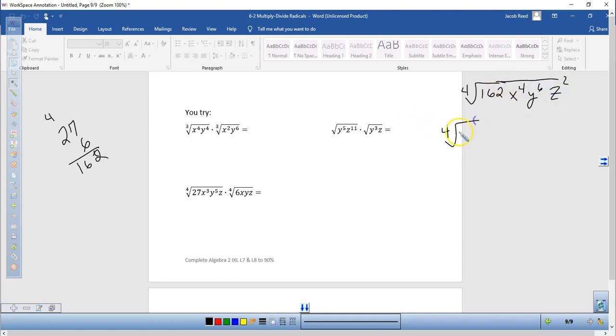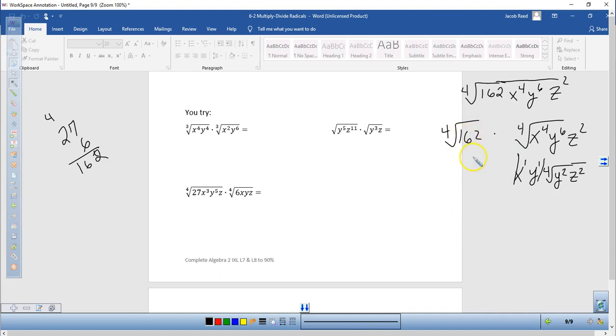Same as before, split them up. 162. And then 4th root of my variables. Doing variables first, making groups of 4. I can only make 1 group with the x's. I can only make 1 group with the y's with 2 left over, and I can't make anything with z's because 2 is less than 4, so I can't pull anything out. So I have 2 y's left over and I've got 2 z's left over. And because I'm an even index, I know that right here x and y, these are both technically exponents of 1, therefore they have got to be within absolute values.